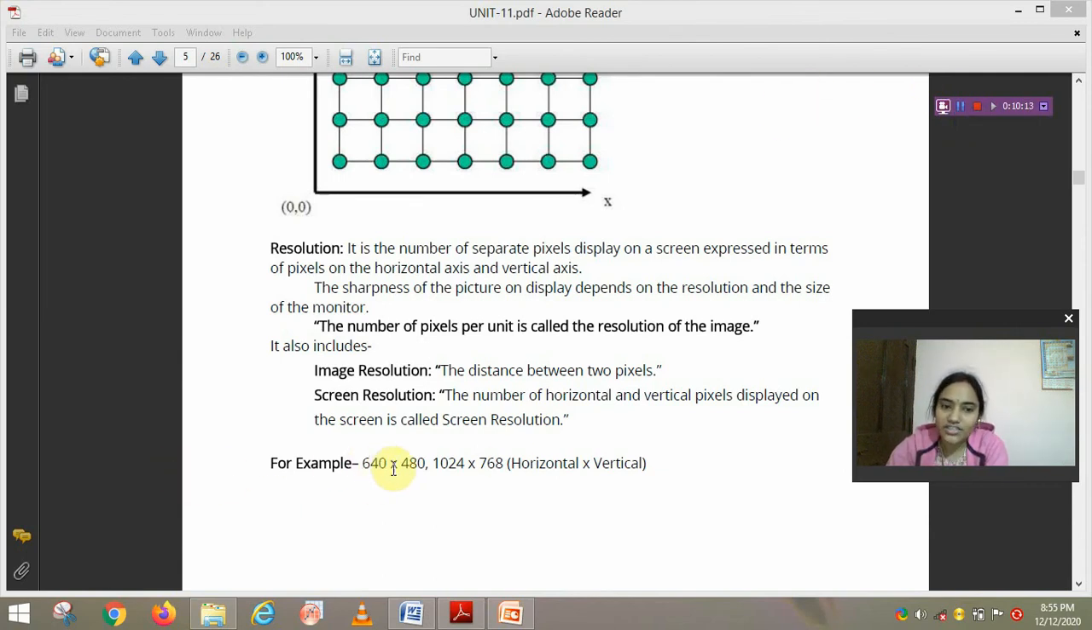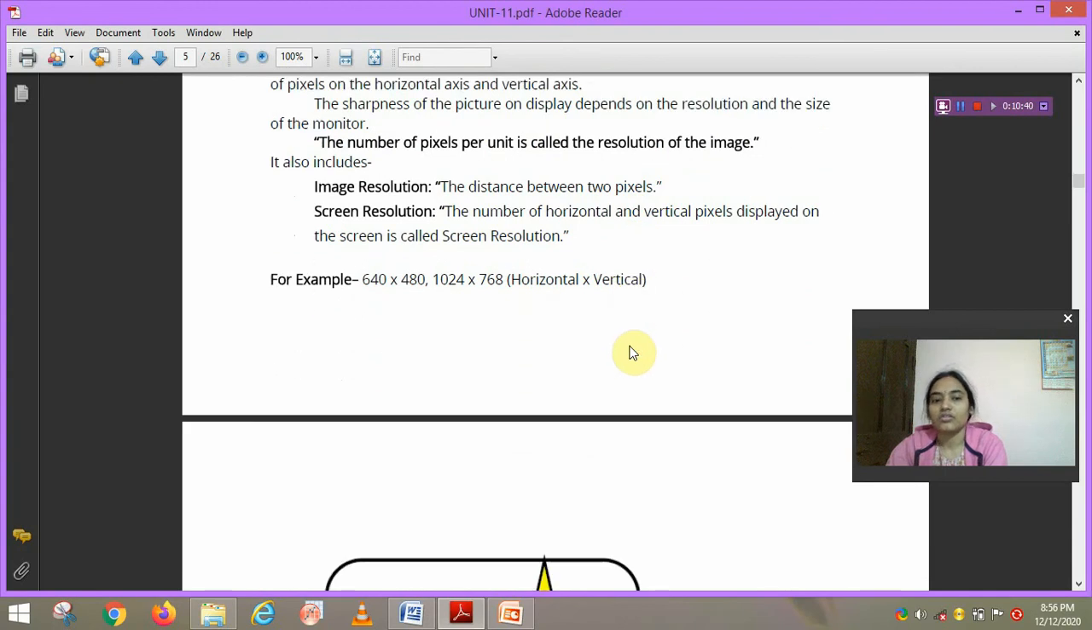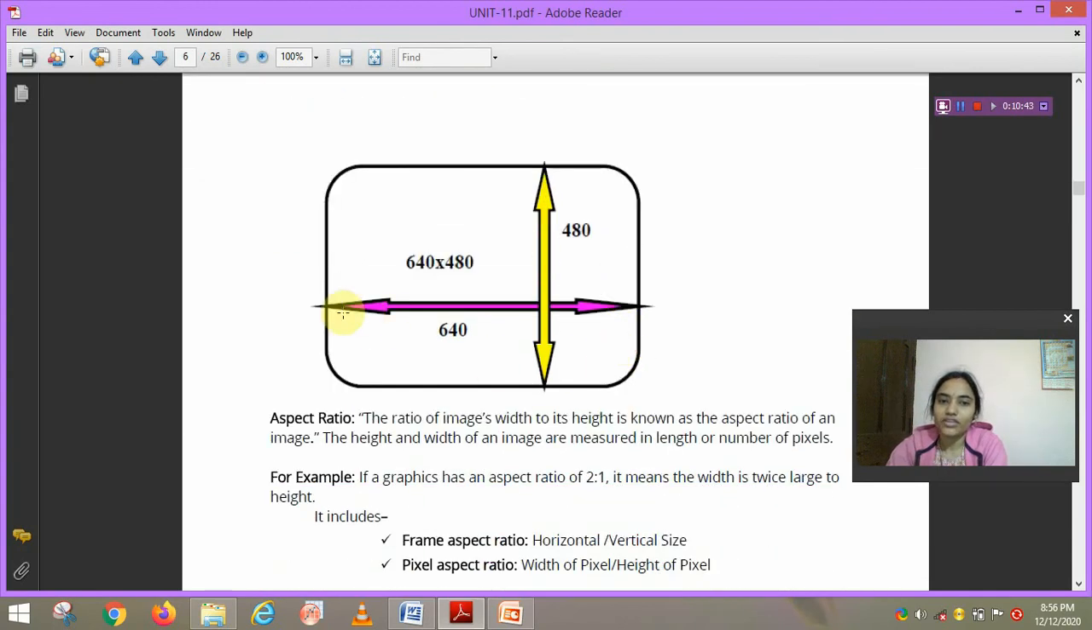Here one example is 640 into 480. That means 640 is your horizontal line, the x-axis, and 480 is your y-axis, the vertical. So 640 is the horizontal pixels and 480 is the vertical pixels. In this way we can measure the screen resolution or image resolution. So in this way the screen is a rectangular shape.